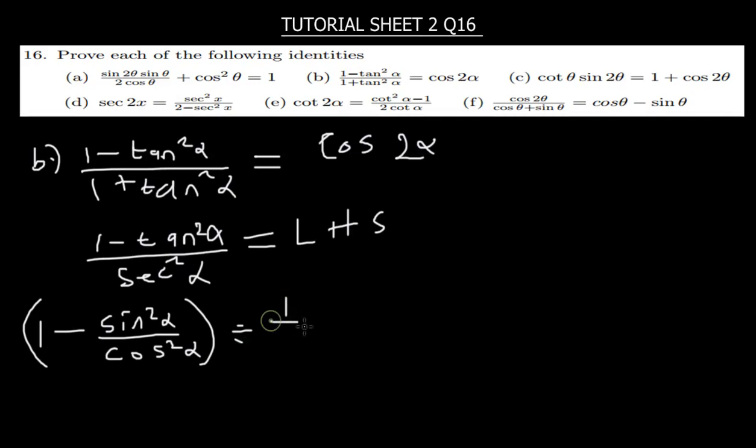But we know that sec squared alpha is nothing but 1 over cos squared alpha. So if you are dividing, we know the rules of division: you change the sign to multiplication and then swap these. Instead of 1 over cos squared alpha, we're going to have cos squared alpha over 1, being equal to the left hand side.